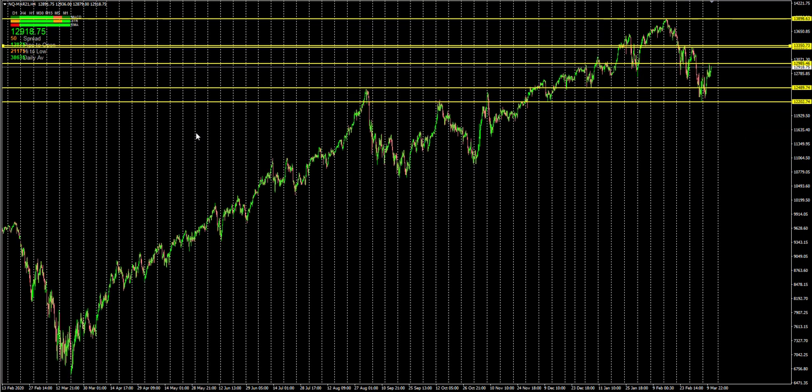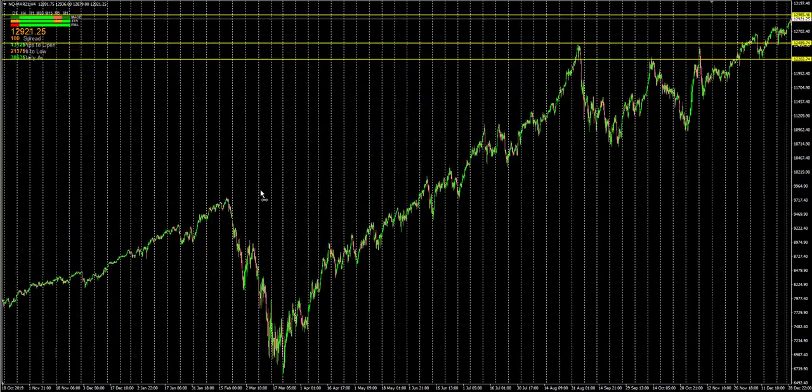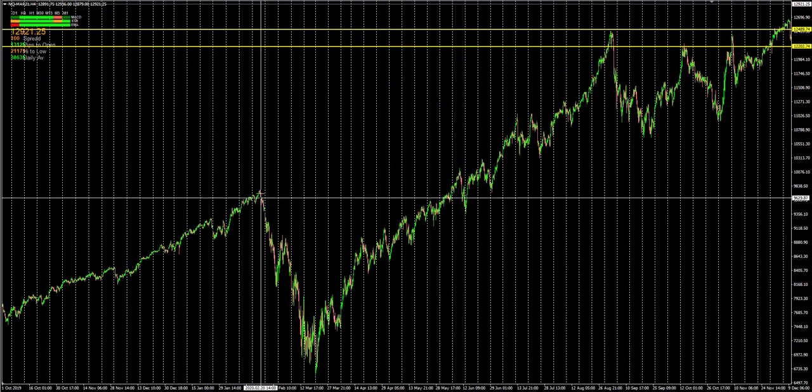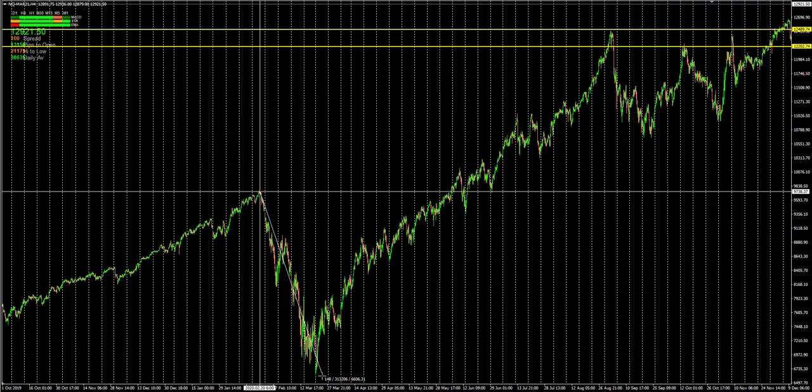Now this is a 4-hour chart, and let's analyze back. Let's go a little bit back in time. The crash we see here, which happened during February and March, was almost a 3,000 point crash, because it was the COVID-19 crisis that struck the market. So this is a big crash.